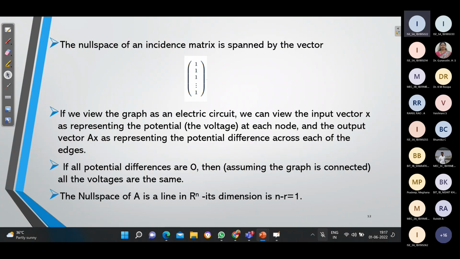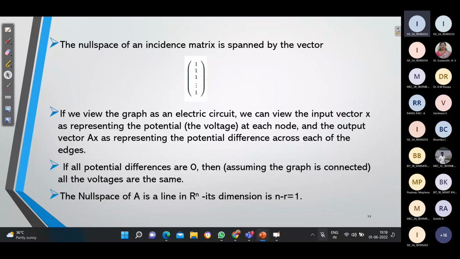So the null space of this incidence matrix is spanned by the vector 1, 1, 1, 1. So it goes on for however many nodes there are in the graph. If we view the graph as an electrical circuit, which is the application we are discussing here, we can view the input vector x as representing the potential at each node, that is, a voltage, and the output vector will be the potential difference across the edges. So if all potential differences are zero, then we can say that the voltages are the same.